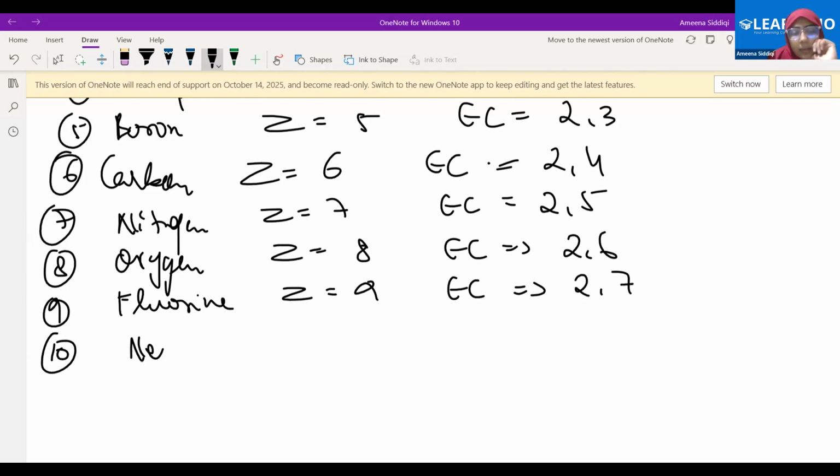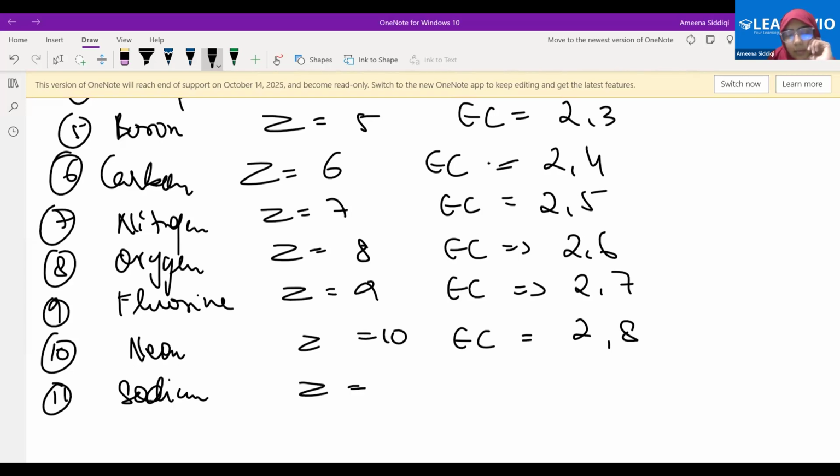Neon. That will equal to 10. Electronic configuration equal to 2 and 8. Excellent. All of you. Very well done. 11th is the sodium.